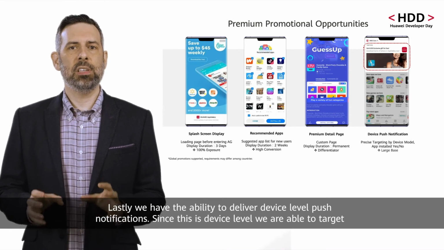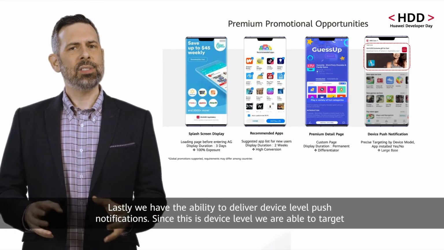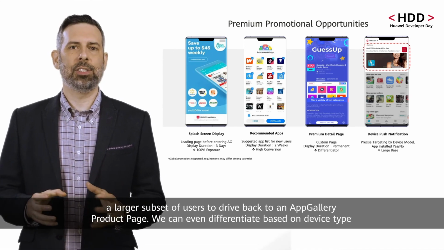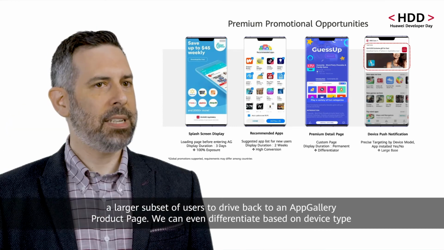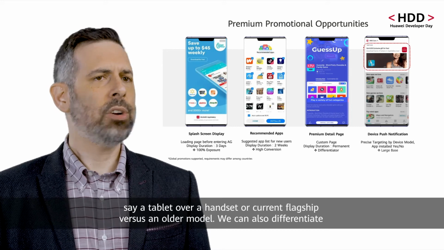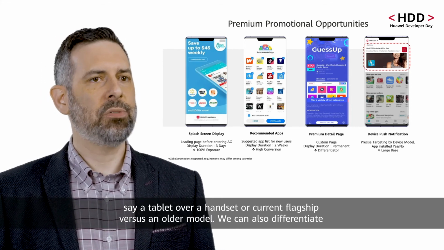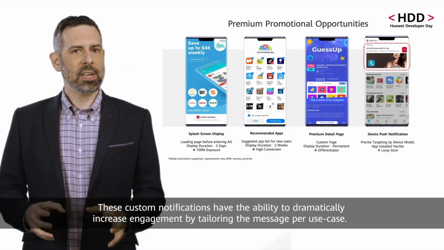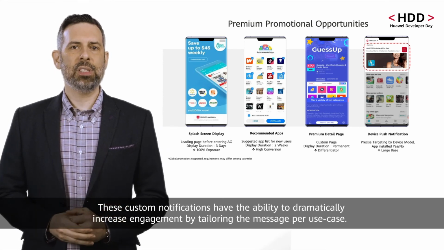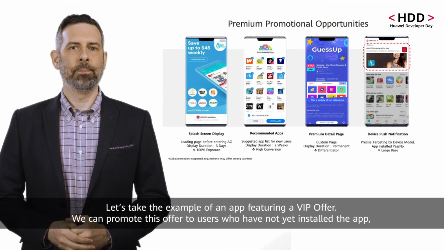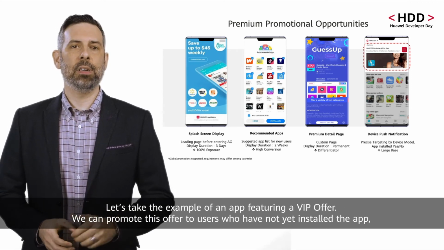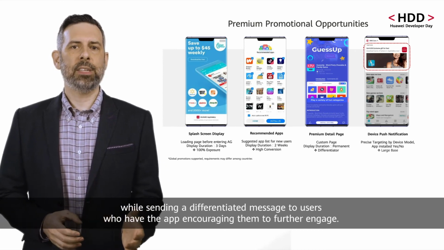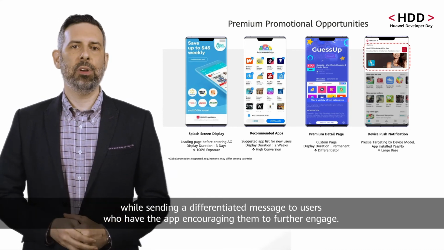Lastly, we have the ability to deliver device-level push notifications. Since this is device-level, we're able to target a larger subset of users to drive back to an App Gallery product page. We can even differentiate based on device type, say a tablet over a handset, or current flagship versus older model. We can also differentiate based on whether the customer has already installed a given application or not. These custom notifications have ability to dramatically increase engagement by tailoring the message per use case. Let's take the example of an app featuring a VIP offer. We can promote this offer to users who have not yet installed the app, while sending a differentiated message to users who have the app, encouraging them to further engage.